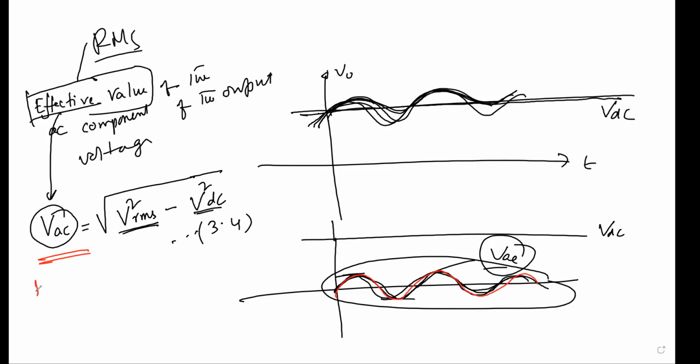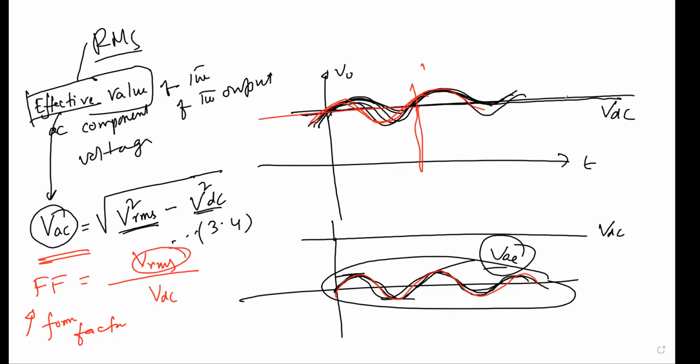There is a factor known as form factor. It is defined as VRMS by VDC. So if you know the equation of this one, then you can find out the VRMS, and then you have to find out the VDC. Or you can use Fourier series analysis to do that, but we don't need to do it. So this form factor is defined as VRMS by VDC, and this is equation 3.5.